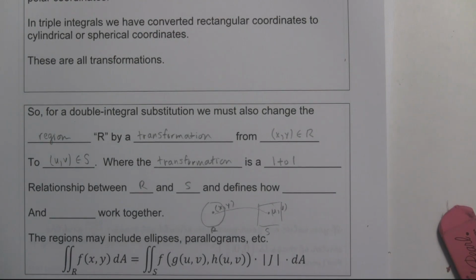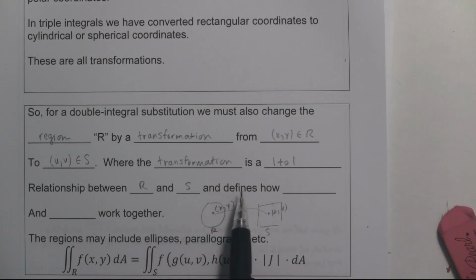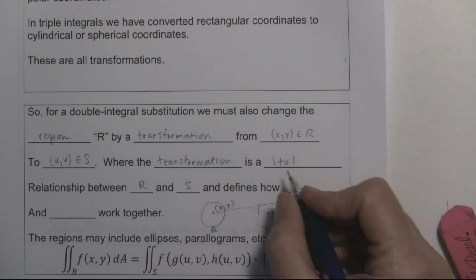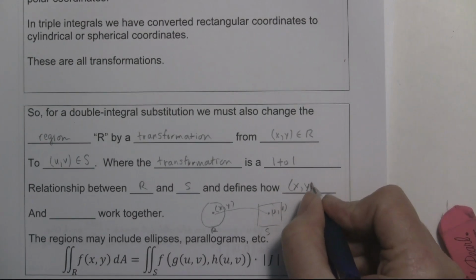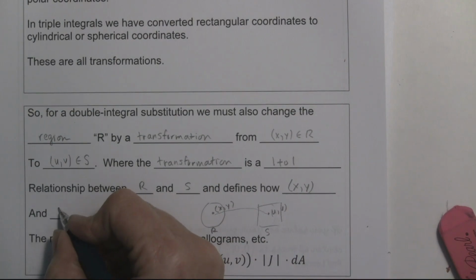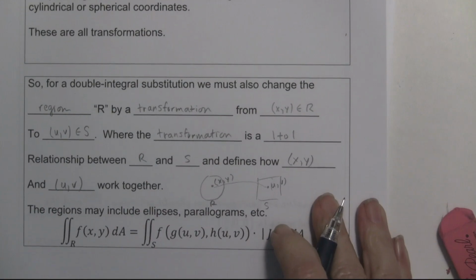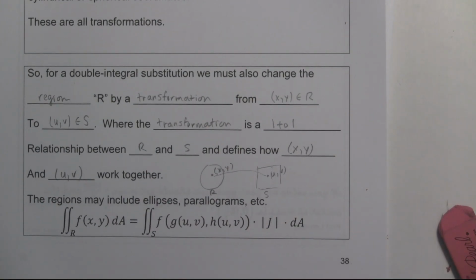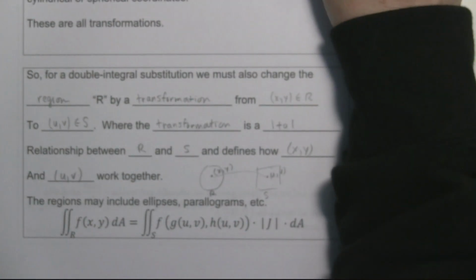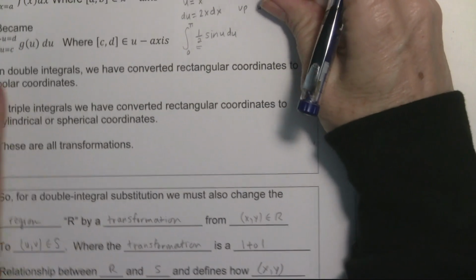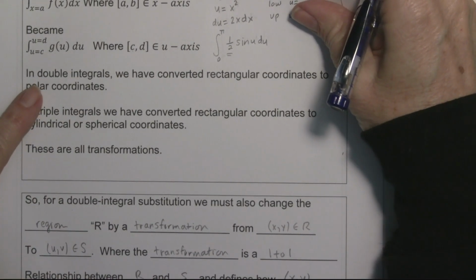And so that's kind of the story. It is a one-to-one relationship between R and S, and defines how (x, y), that ordered pair, and (u, v) work together. And what we're going to be looking at in this section particularly is, well, what if you were trying to integrate over an ellipse and not a circle? We had a method of doing it if it was a circle.